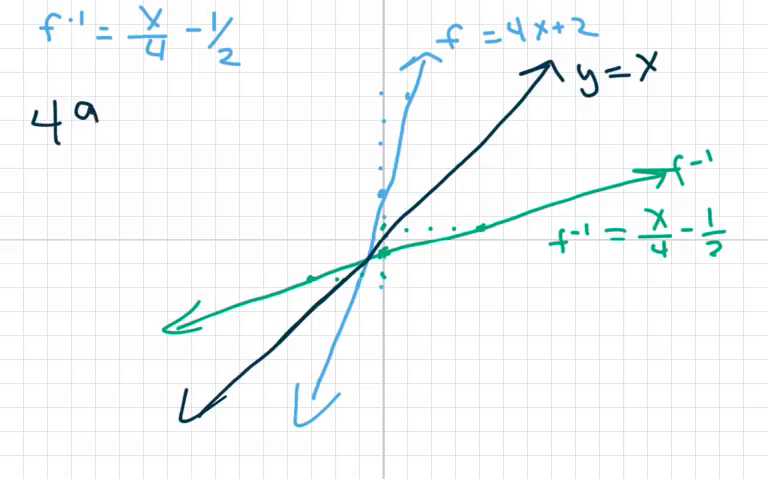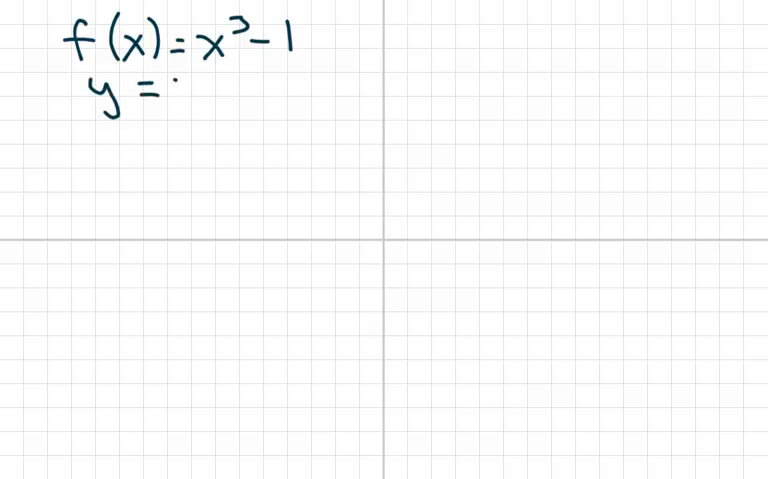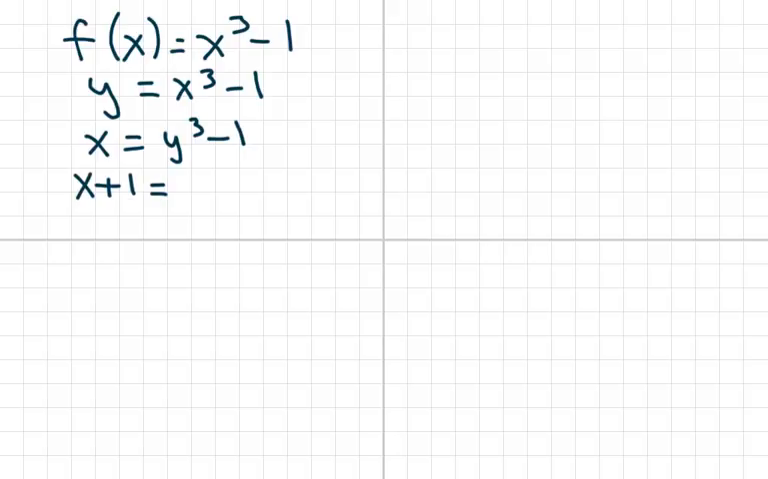So now we're going to do 51. We get more interesting here. f of x equals x cubed minus 1. So the first step we're going to do is change f of x to y. Interchange your x and y. Solve for y. So you add 1 to both sides, and then cube root both sides.